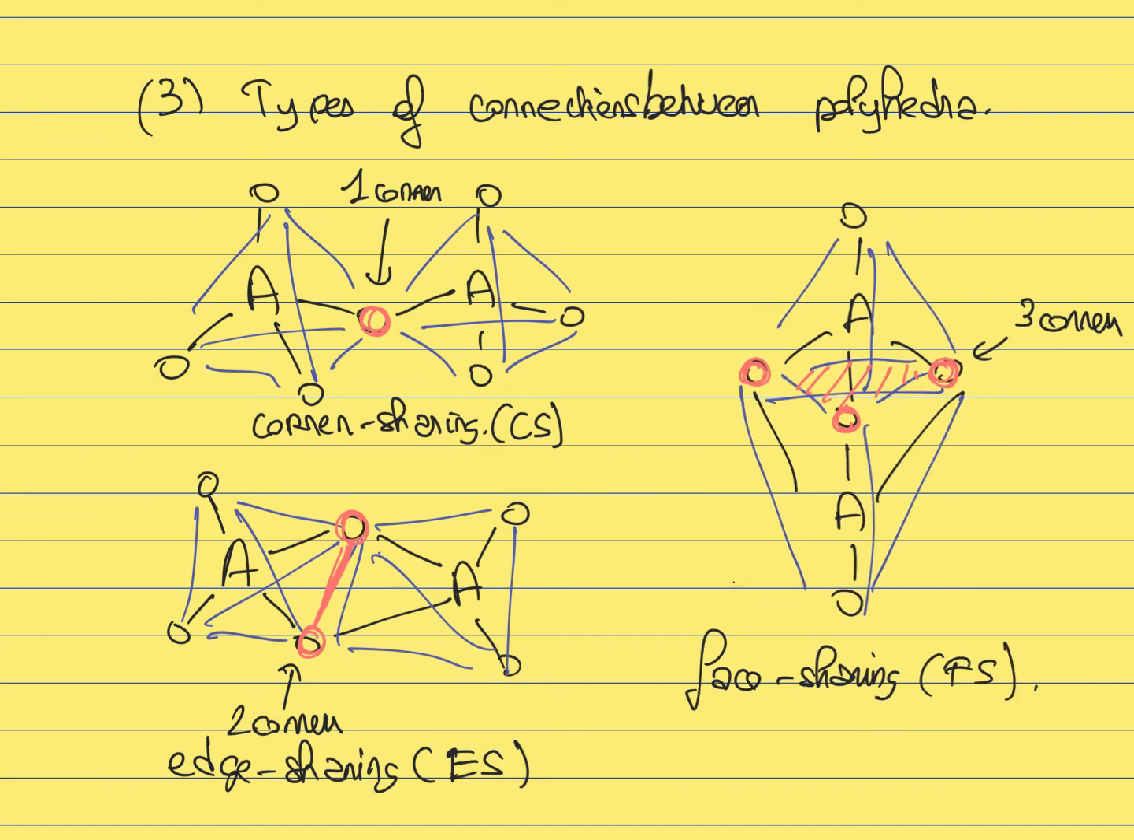The first thing is the coordination number of the atoms. Second thing is how many corners are shared between the polyhedra, like how many of the corners are shared with another polyhedra. And then the last thing that will matter is what types of connection are created between the polyhedra. Do they share only one corner? Do they share an edge? Or do they share a face?